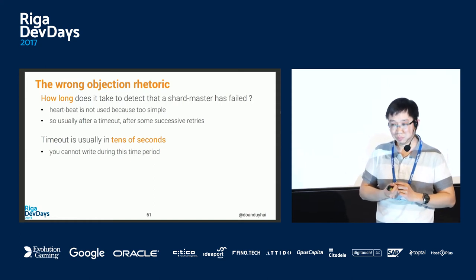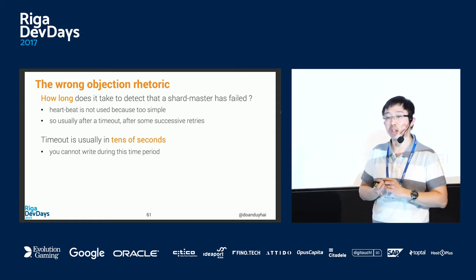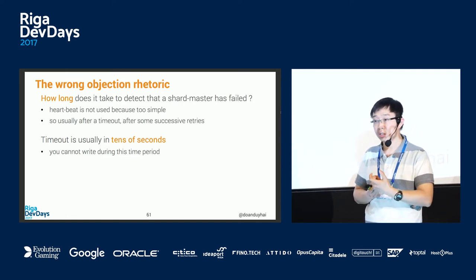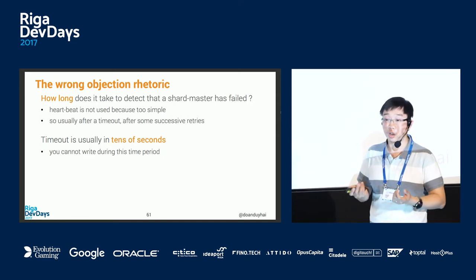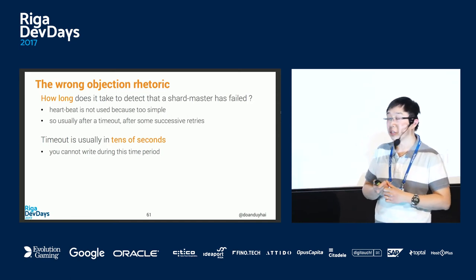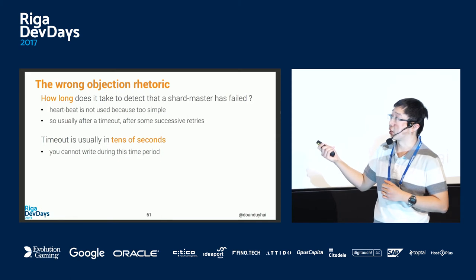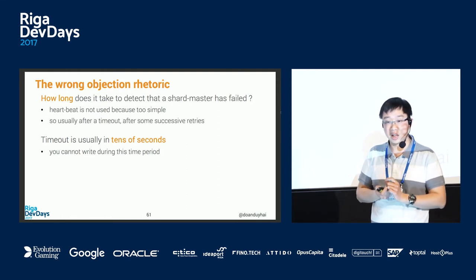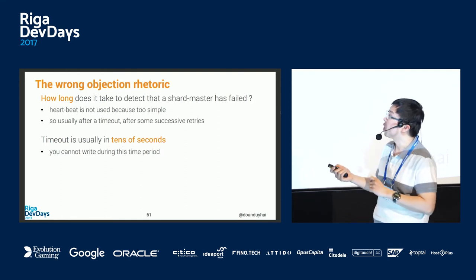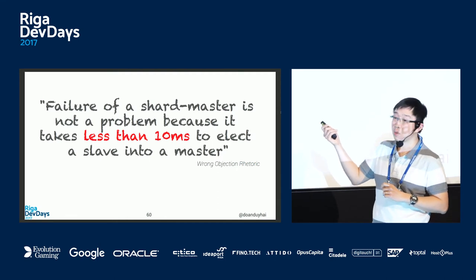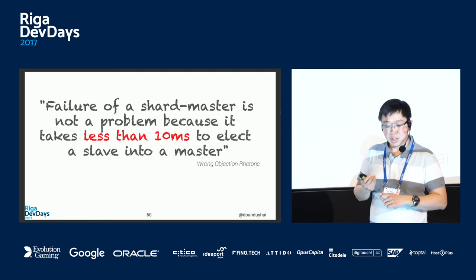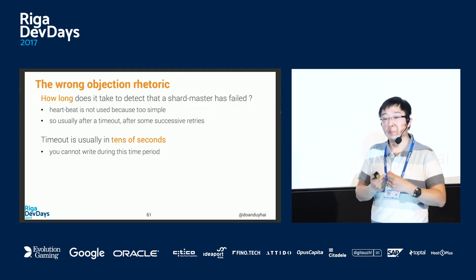So usually, in the multi-master architecture, to detect that a master of a shard is offline, people use some timeout value. And the problem is the timeout can be in tens of seconds. So it means that you cannot write during this timeout to detect that the master is dead. So the correct value is not that it takes 10 milliseconds to elect a new master, but it takes 10 seconds to detect that the master is down.